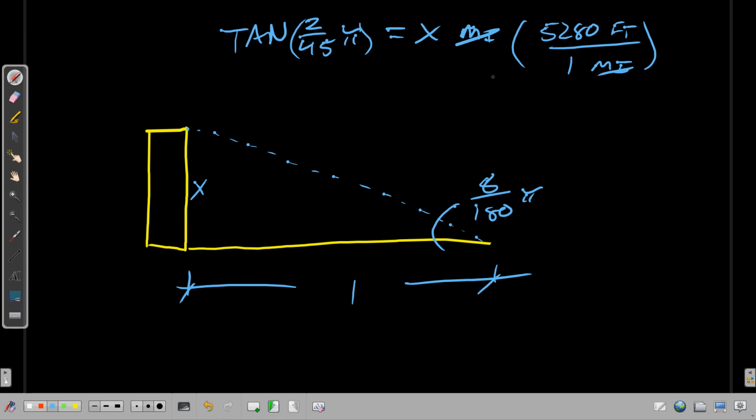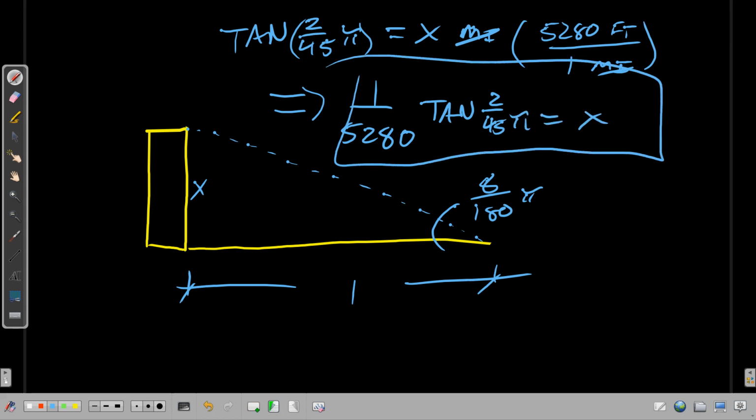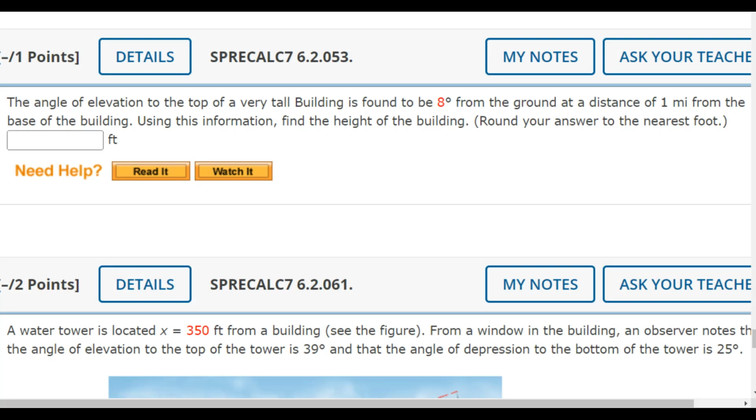So tangent of 2/45 pi is 5280x. Then consequently 1 over 5280 times tangent 2/45 pi, that's x. Sweet. All right.